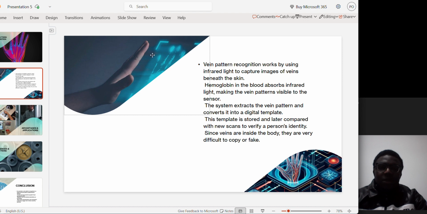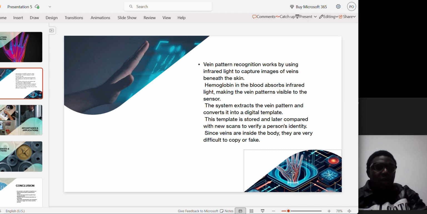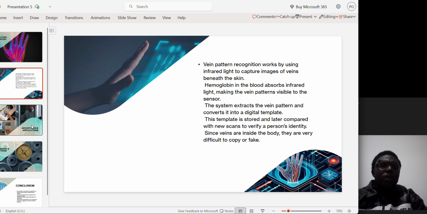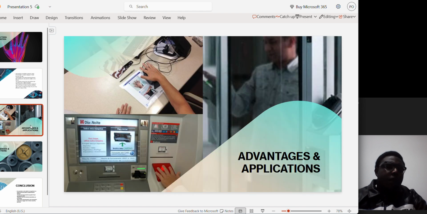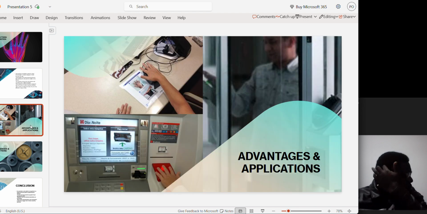You can see this is the person's hand, this is the vein, and the infrared light and the hemoglobin come into play. That's what makes the vein pattern visible for the sensor. Now let's move over to the advantages and the applications of vein pattern recognition.